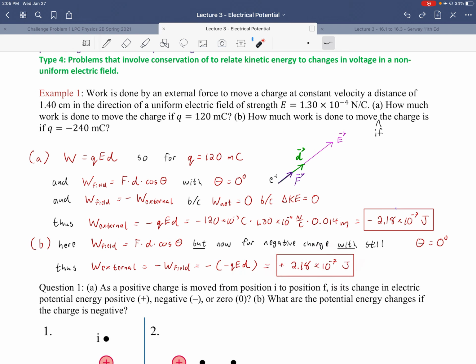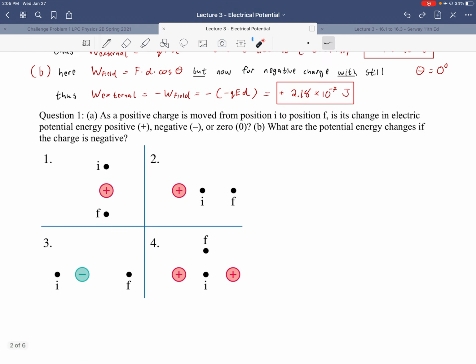Because now there's no need to apply the brakes, because to take a negative charge and push it in this direction, well, that is pushing it uphill. That does take work. It wouldn't go on its own. Got it? All right. Okay, let's look at a concept question.